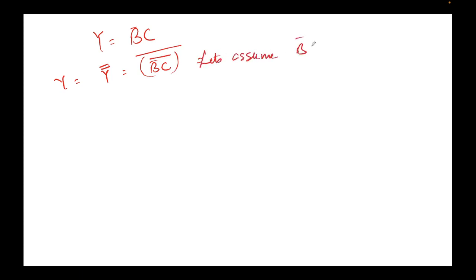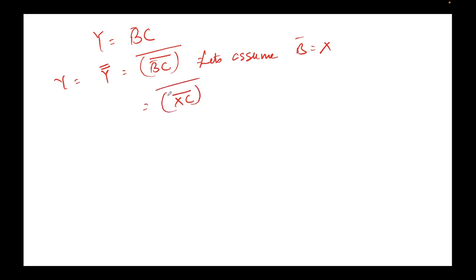I'll write it again. So we got Y equal to B bar C. So I'll write it again as Y is equal to double bar. So this is B bar C whole bar and then bar. This I can write as, so let's assume B bar equal to some other symbol X. So this will come out to be XC whole bar and then bar.